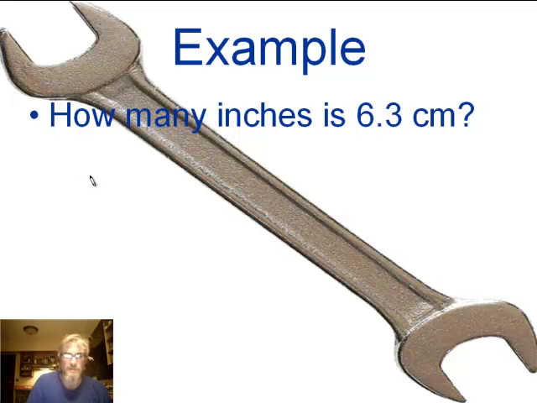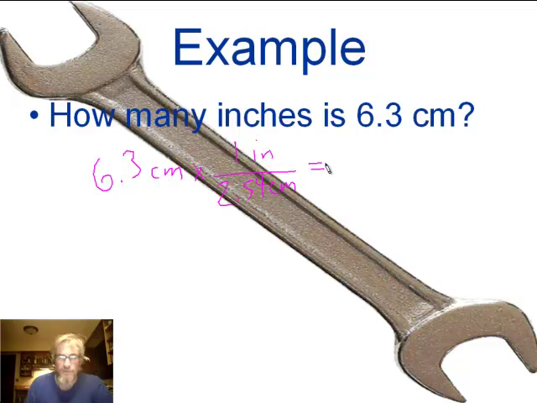Here's a way that I can do this. I could start out with what's given to me, 6.3 centimeters, and then I can multiply by this ratio. I happen to know that 2.54 centimeters is the same thing as 1 inch. Remember that from the measurement video. Well, what happens when I multiply by 1, and this is 1, remember, because 1 inch and 2.54 centimeters are the same thing, is that the size doesn't change.